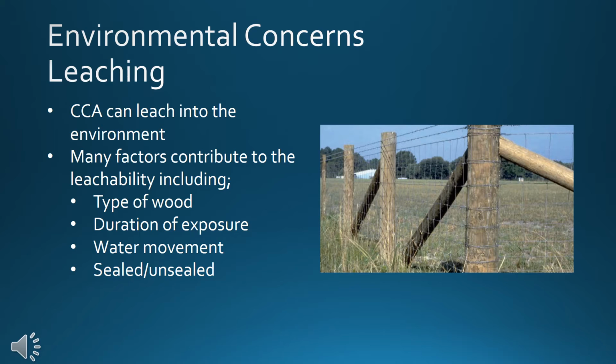The chemicals that leach from CCA treated wood can accumulate in soil near the wood, but under certain conditions, the chemicals can travel farther. In general, CCA chemicals are least mobile in organic soils, slightly more mobile in clay soils, and most mobile in sandy soils or water.